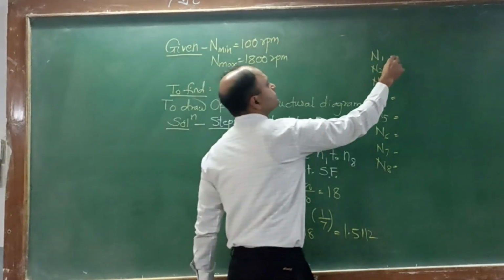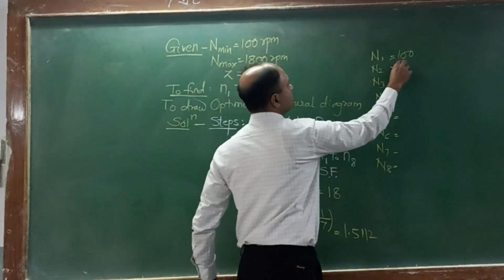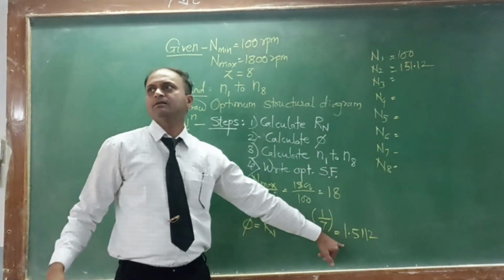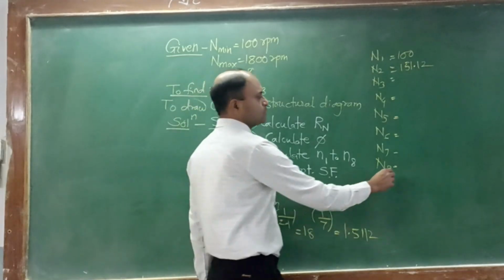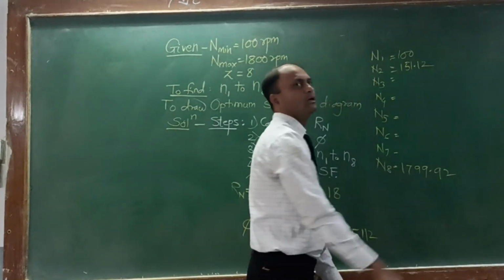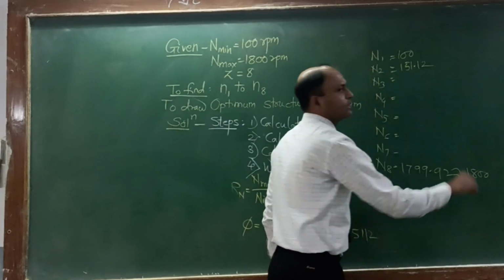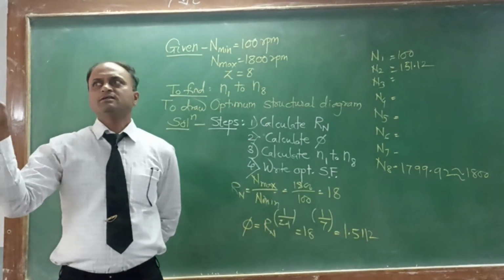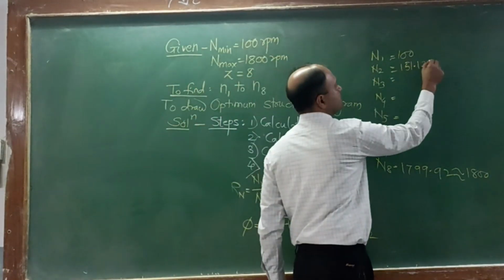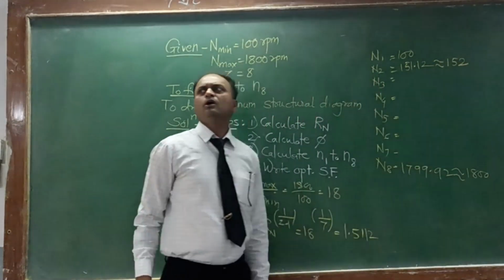n1 is 100. 100 multiplied by 1.5112 will be 151.12, correct? Into again the same factor, you will get all the speeds, with the last speed equal to 1799.92. So it is very close to the maximum speed, that is 1800. I can also write this as approximately equal to 1800 RPM. It is standard practice to round the speeds.